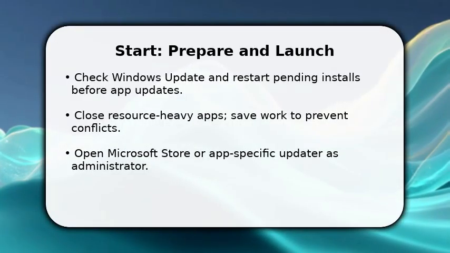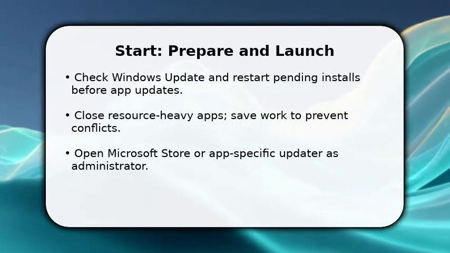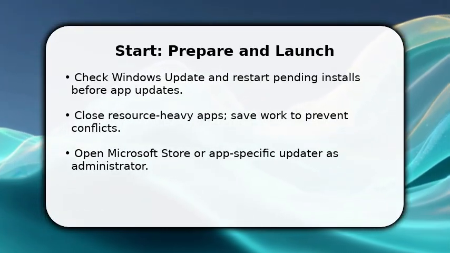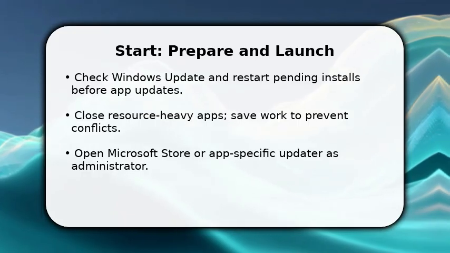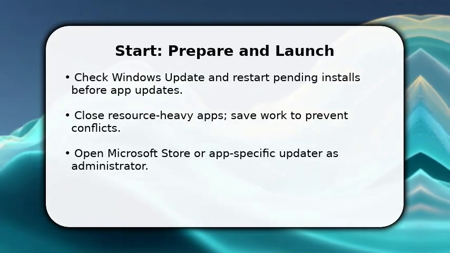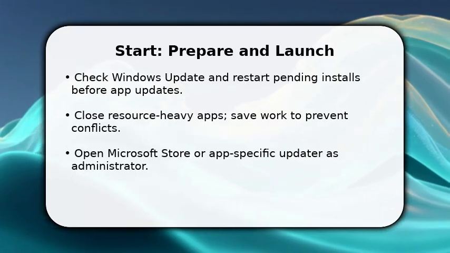You begin by clearing the runway. Install any pending Windows updates and then restart. This avoids version conflicts. Once done, close heavy programs and save documents so updates can replace files cleanly.